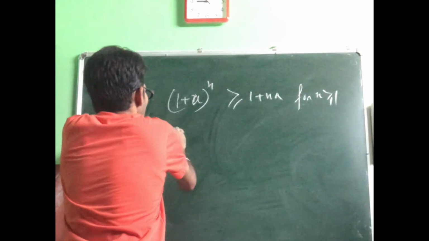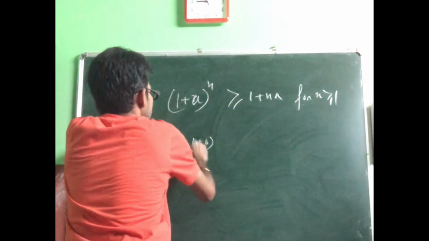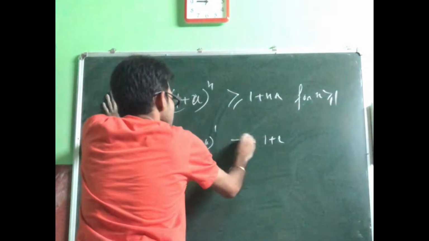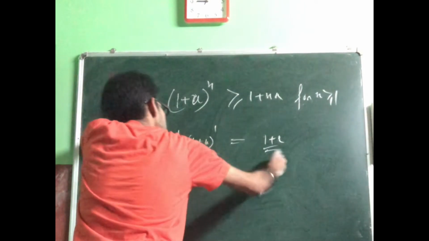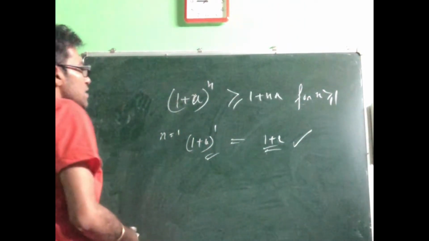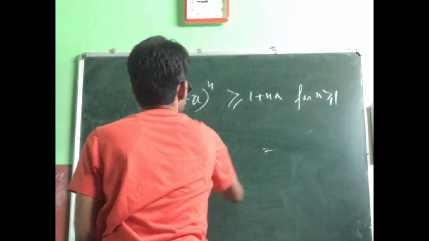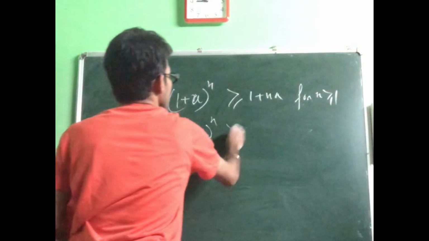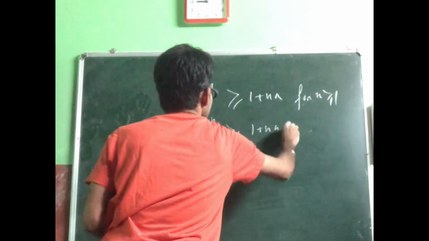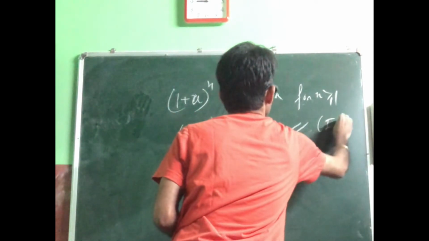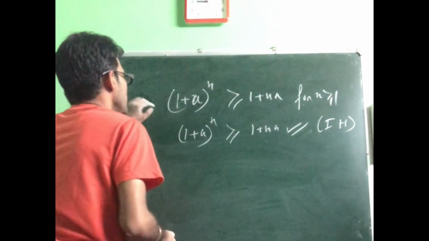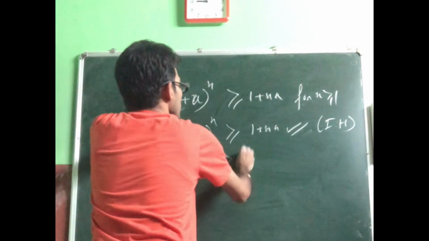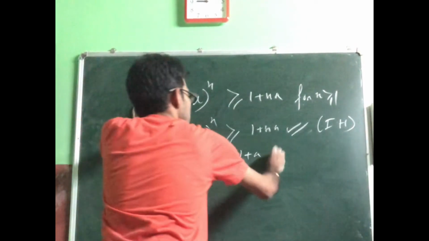With n equal to 1, this becomes 1 plus a to the power 1, and this becomes 1 plus a, and these are equal. So this holds true for the base case. I am assuming that this holds true for n equal to n as well. So I am assuming 1 plus a to the power n is greater than or equal to 1 plus na is also true, using the induction hypothesis. And for the base case, I found that 1 plus a is greater than or equal to 1 plus a. So this was my base case.